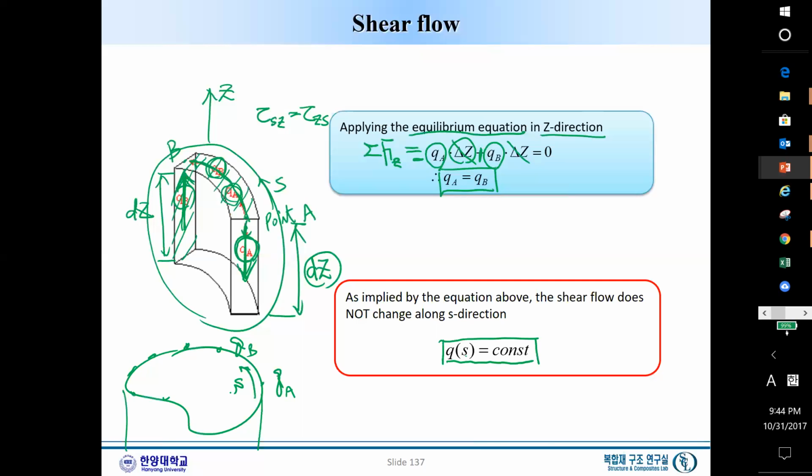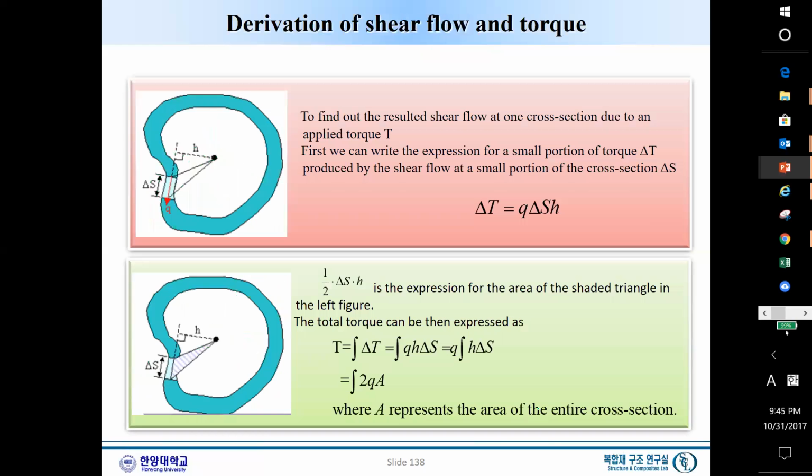But keep in mind that this thickness T is a function of S, it is not constant, it can vary. Thickness can vary, but no matter how the thickness varies, the shear flow Q along the S is a constant. Okay, so this is the most important conclusion in torsion theory of the thin wall.